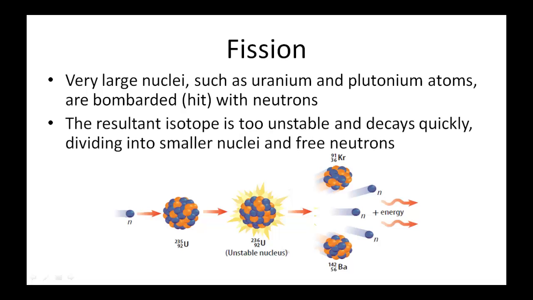The resultant isotope is too unstable and decays quickly, dividing into smaller nuclei and free neutrons. Free neutrons means neutrons that are not bound to a nucleus yet. It's a quick process. They're soon going to be bound with the nucleus, but in the meanwhile, it's a free neutron.